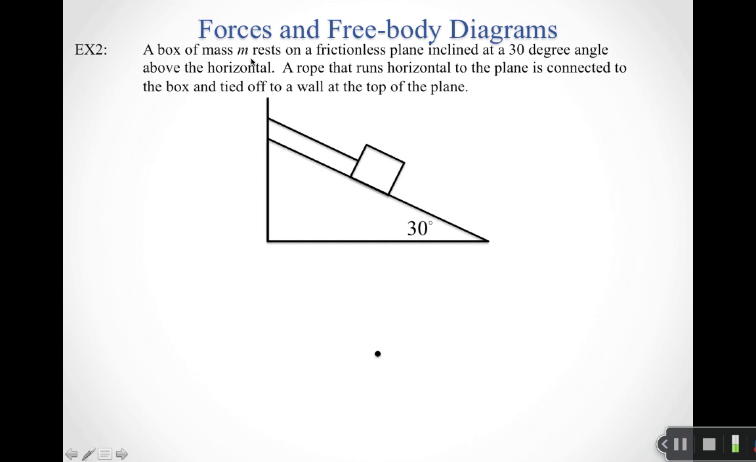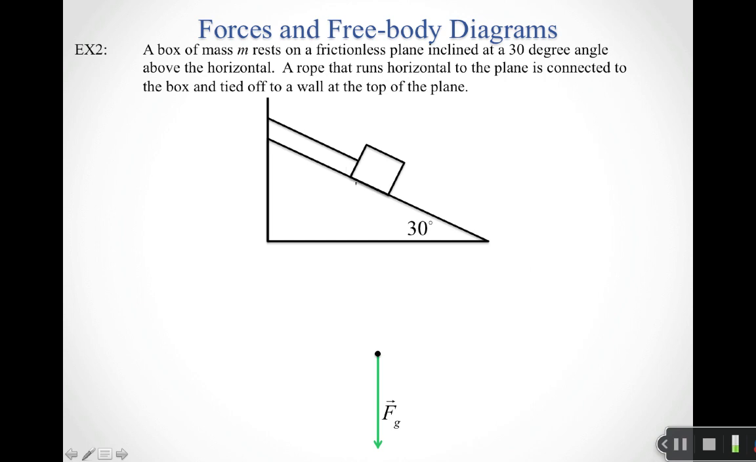One more simple example. So now I'm told I've got a box of mass m that rests on a frictionless plane inclined at a 30-degree angle above the horizontal. So again, here's my plane inclined at an angle. A rope that runs horizontal to the plane, so here's my rope, is connected to the box and tied off to a wall. So the box is just sitting there, it's not moving. I've got a frictionless plane, I've got a rope. So here's my picture. Again, let's go through our questions to draw our free body diagram. So does the box have mass? Yes, it does. So there's going to be a gravitational force that points down.